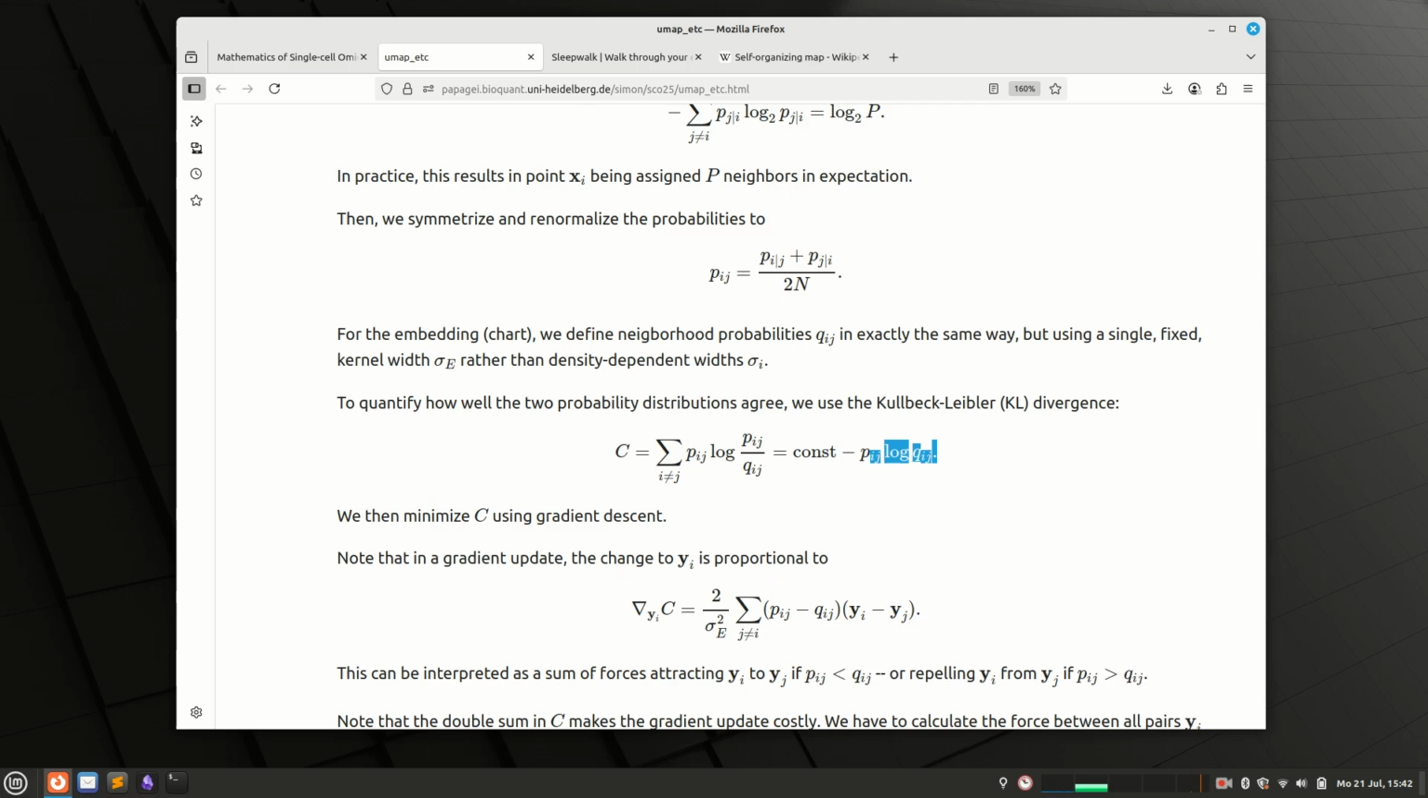That's how it is. And as you can see, it is easy to calculate the derivative with respect to each x and each y, and this tells us how we have to move the points in order to decrease this thing.